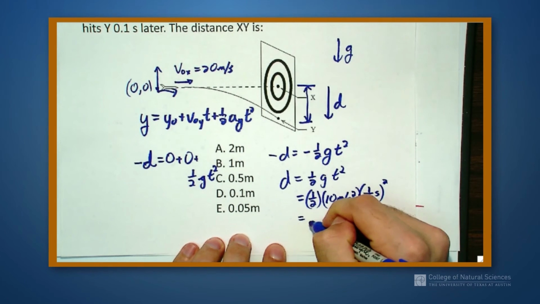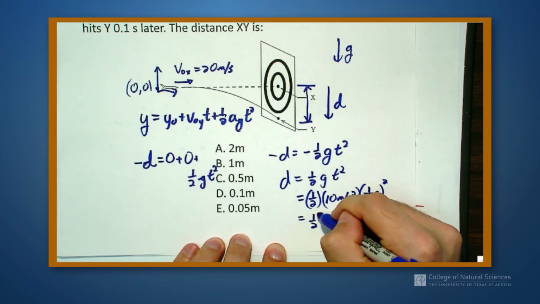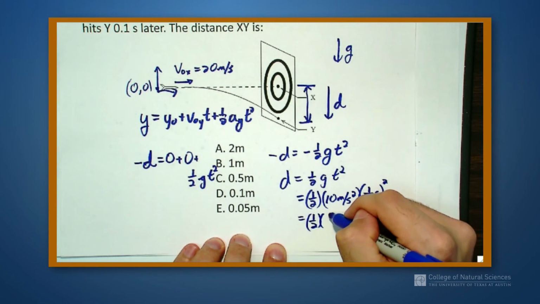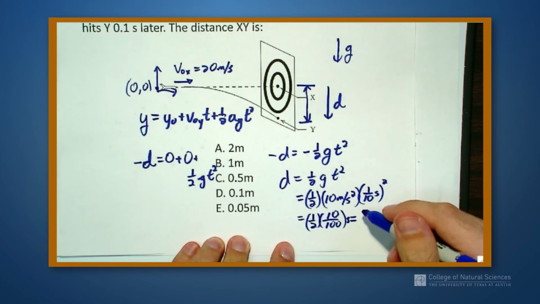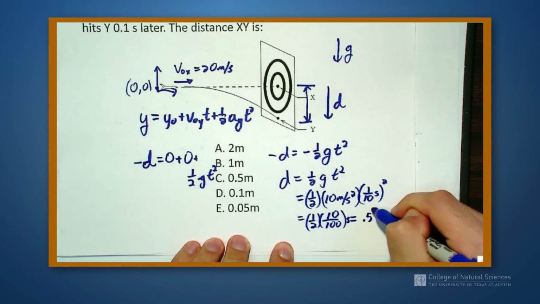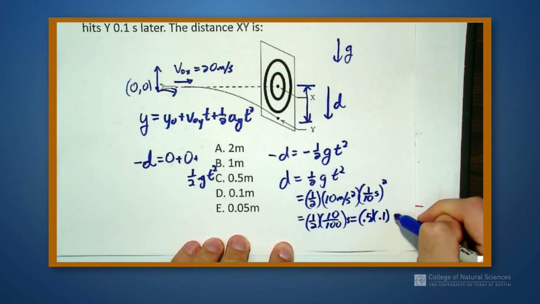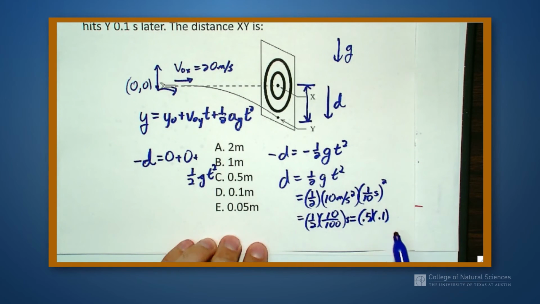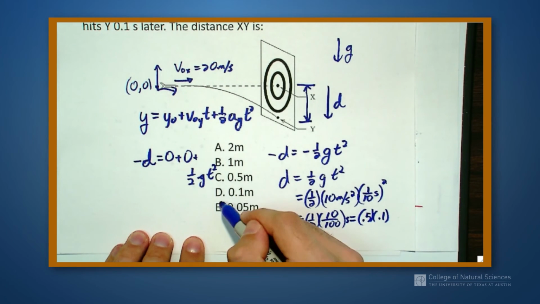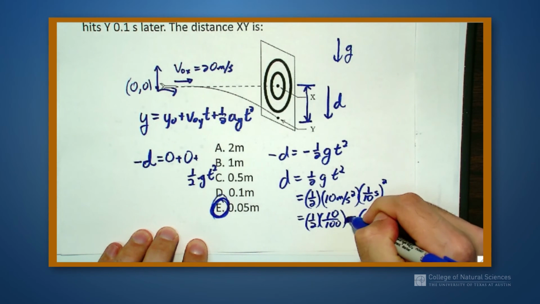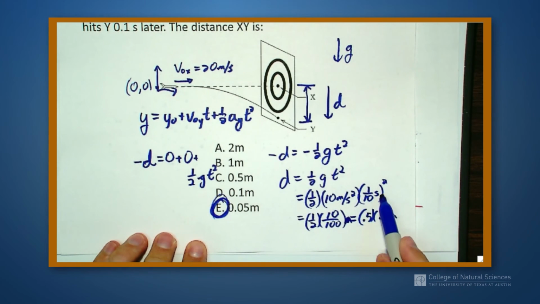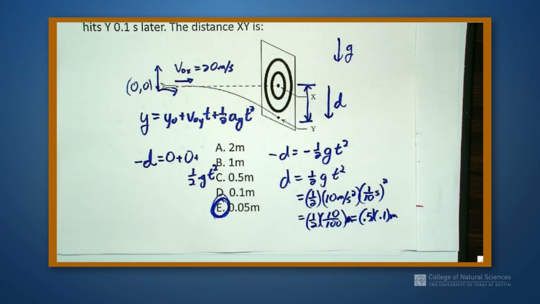So this is going to be 1/2 times 10/100, which is equal to 0.5 times 0.1, which, if we work out the math on that, gives me my answer choice of E. It's 0.05 meters. I misput. My units should be meters in here. Seconds squared cancels with seconds squared. My meters is left. My units work out at the end.